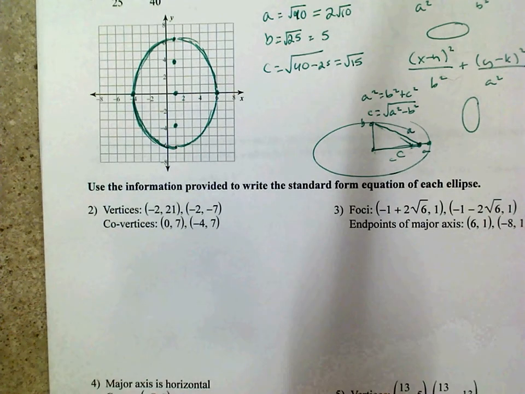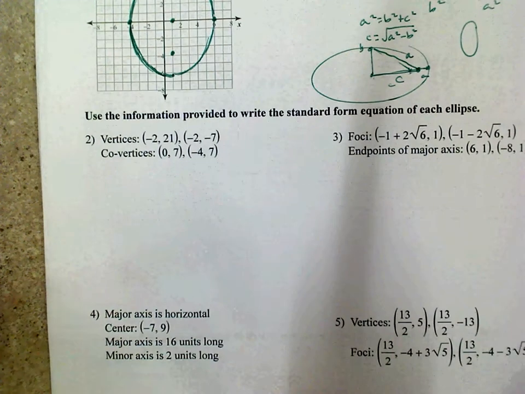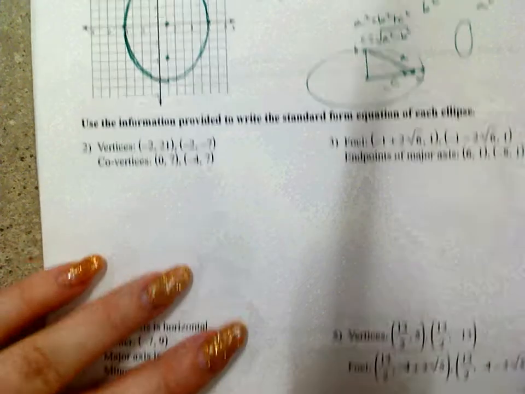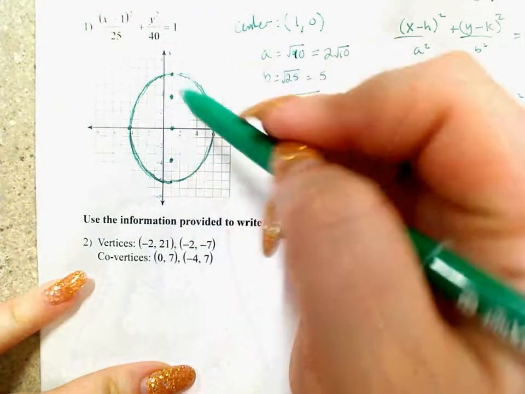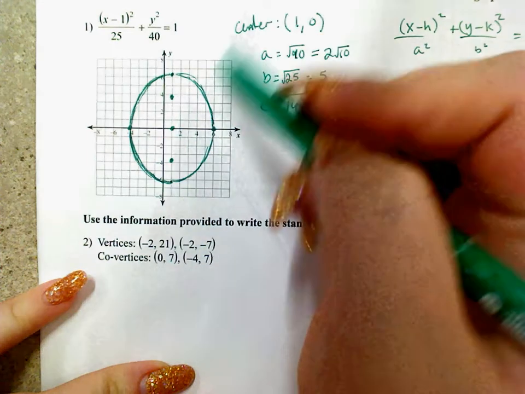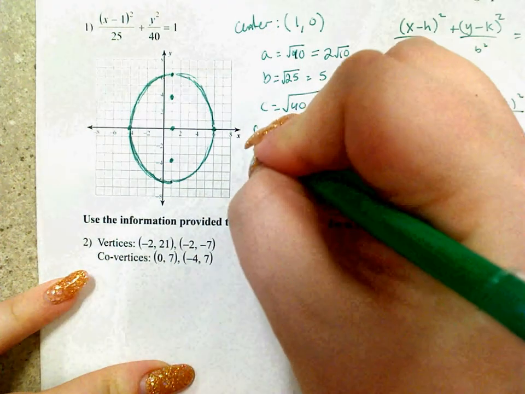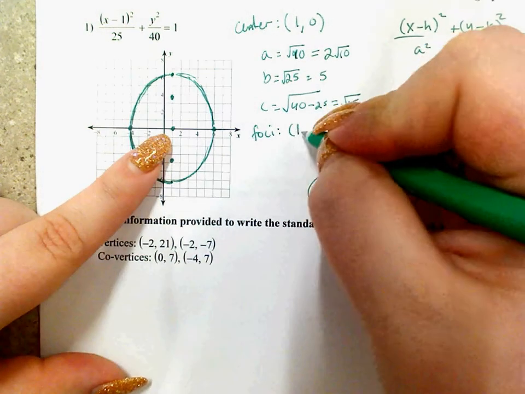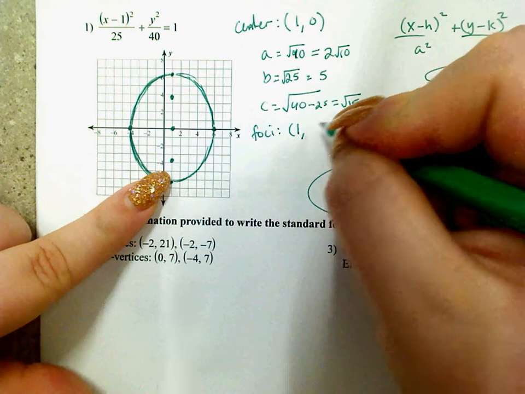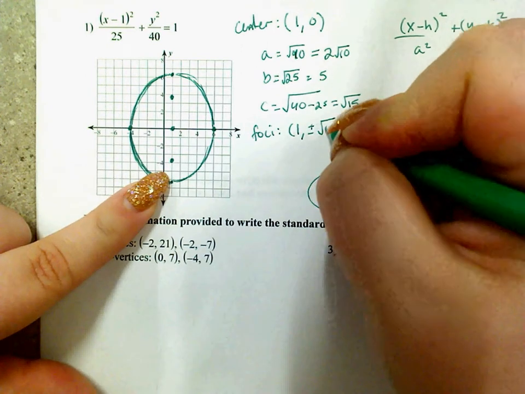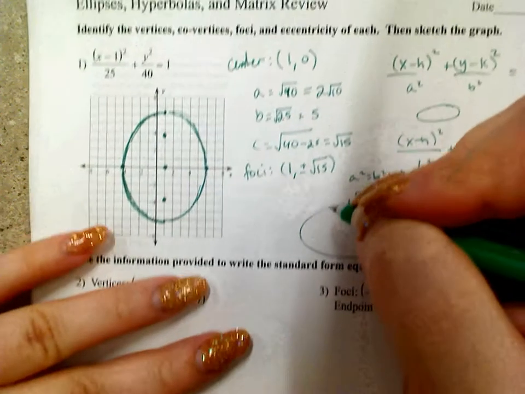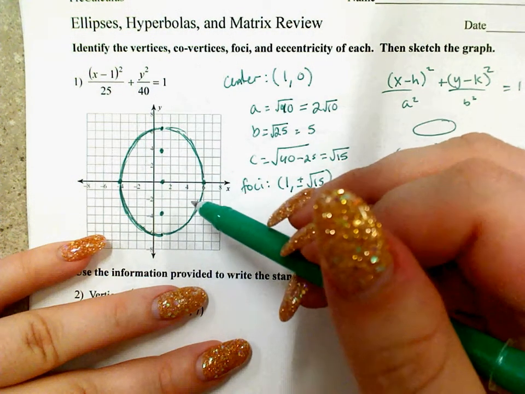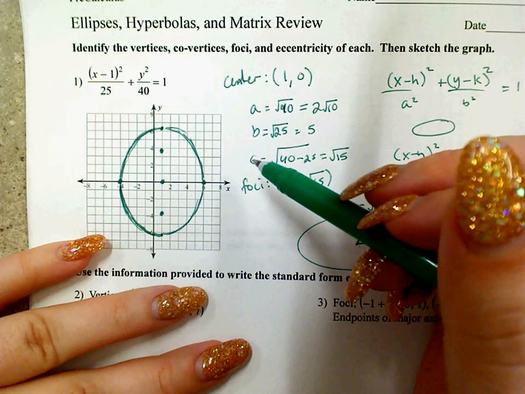So on number 2, it says use the information. Oh, I forgot. Eccentricity. So identify the vertices by graphing them, the covertices by graphing them, the foci by graphing them. Although, if I were to write down the foci coordinate points, I would say they are at 1, because the x value is 1 for both, and then up and down the square root of 15, so plus and minus the square root of 15. I don't need you to write out the coordinate points for the vertices and covertices because you graph them, so that's not a big deal. You'll state them later anyway.